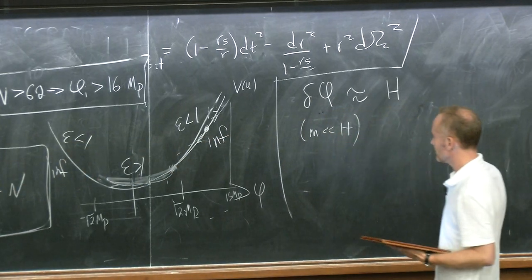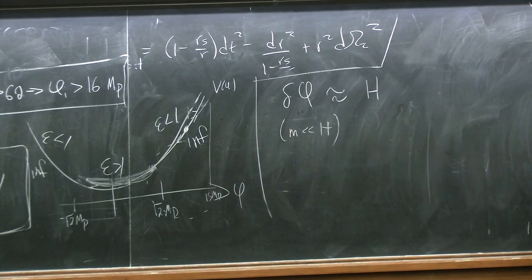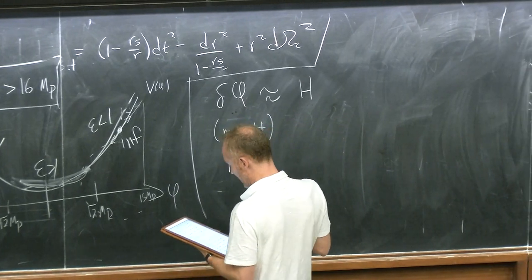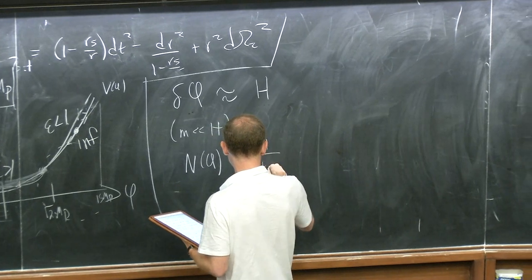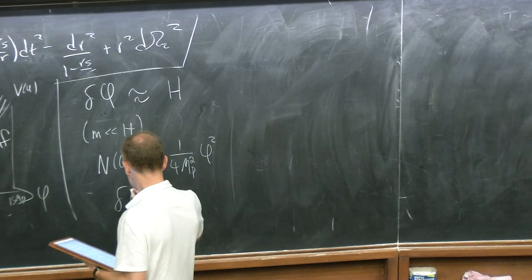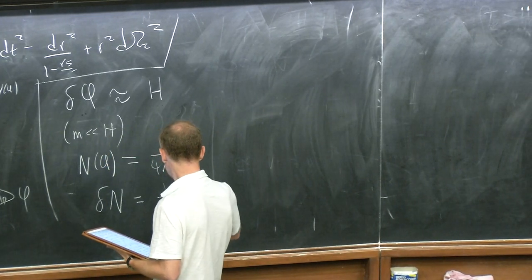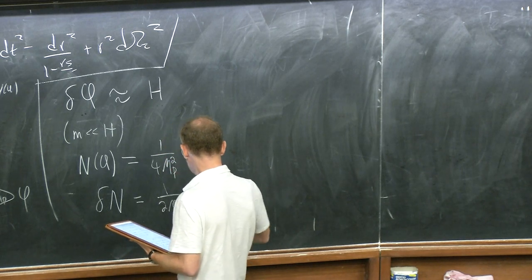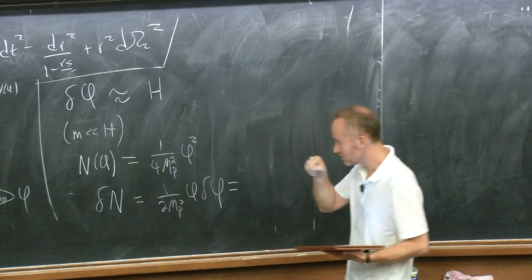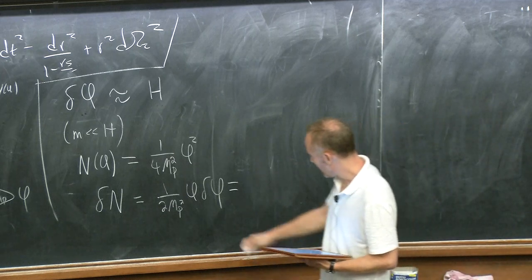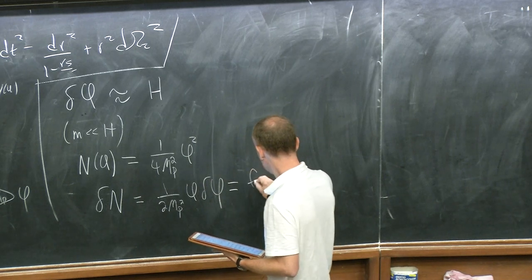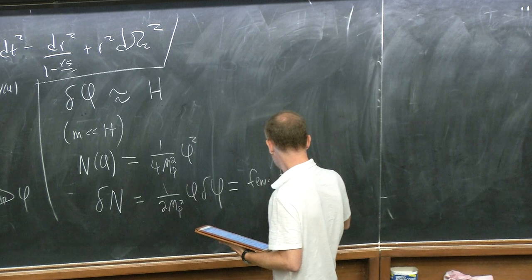So delta phi has to be of order H. All right, so what does this mean? Well, we have that formula for N over there. And if I just ignore that 1/2, it's 1 over 4 m Planck squared times phi squared. So delta N is 1 over 2 m Planck squared times phi delta phi. And plugging in these values, during inflation phi is of order 10 times m Planck or so. Delta phi is H. So I get a few times H over m Planck.